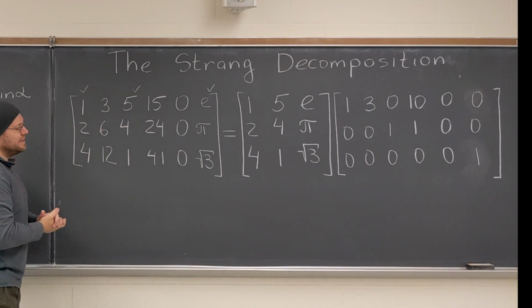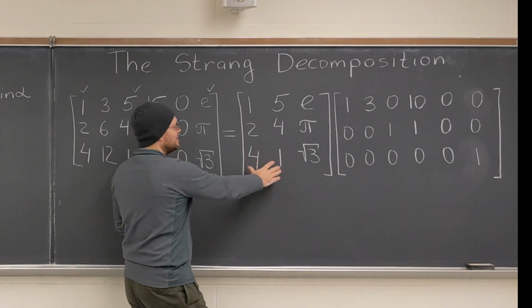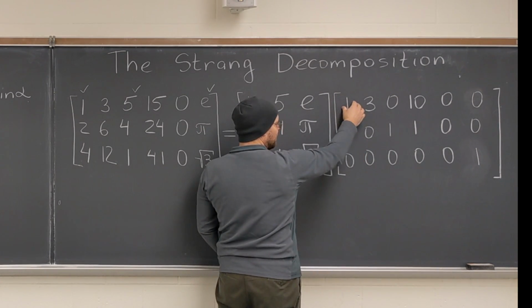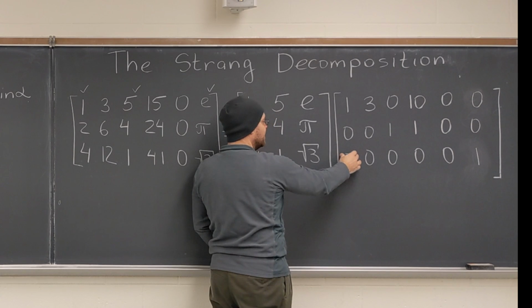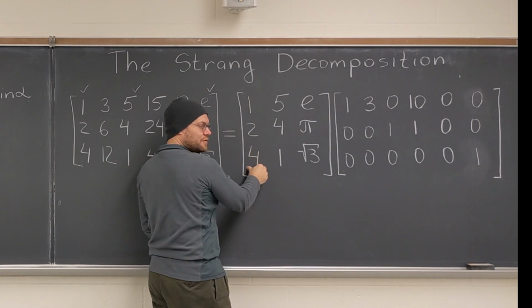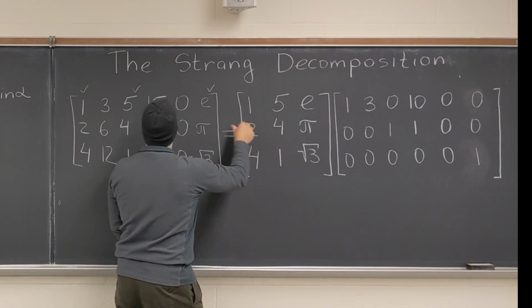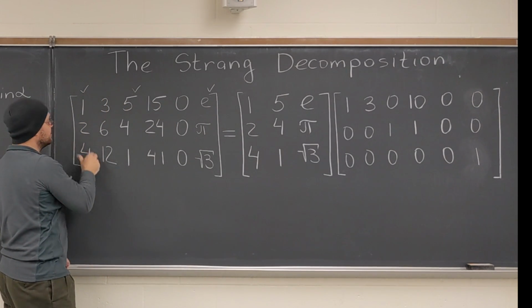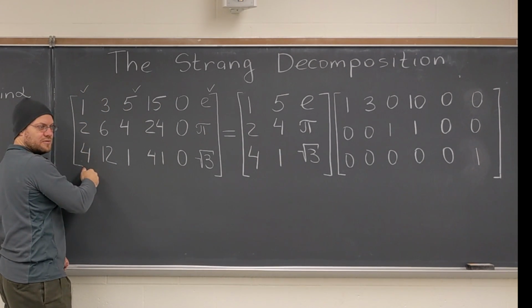Let's look at this column by column. When we multiply this matrix by the first column, well, the first column is 1, 0, 0. What does it say? It says, take the first column from this matrix and put it in the first column of the answer. And there it is, this column is restored.